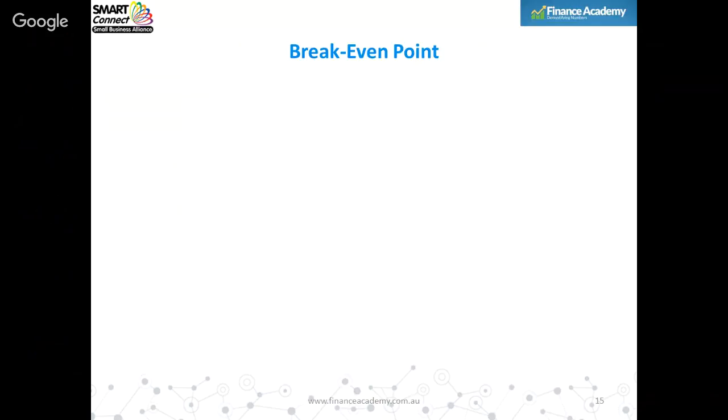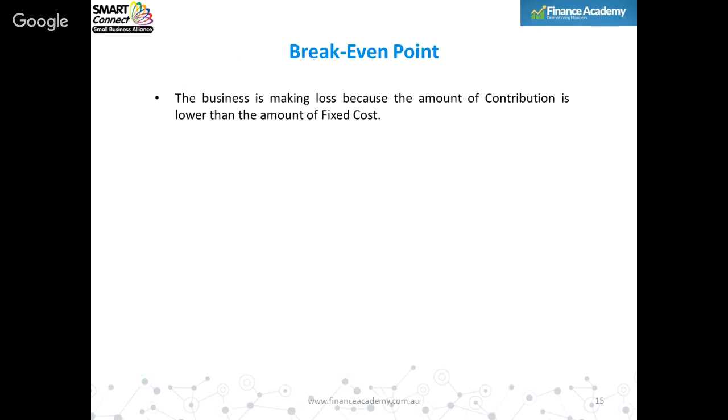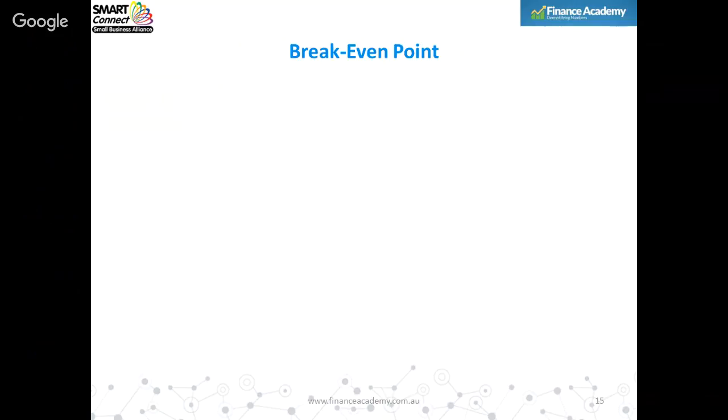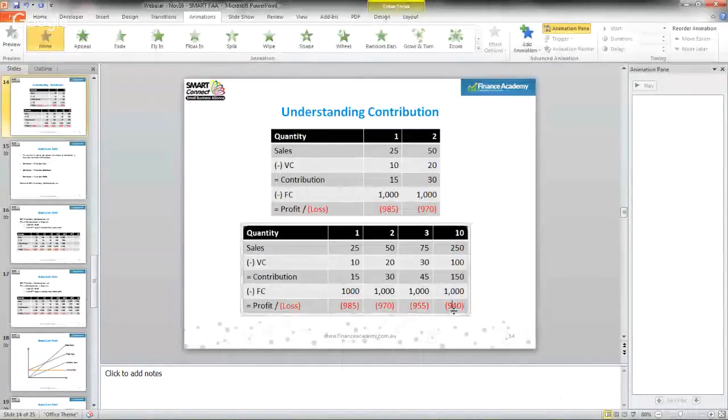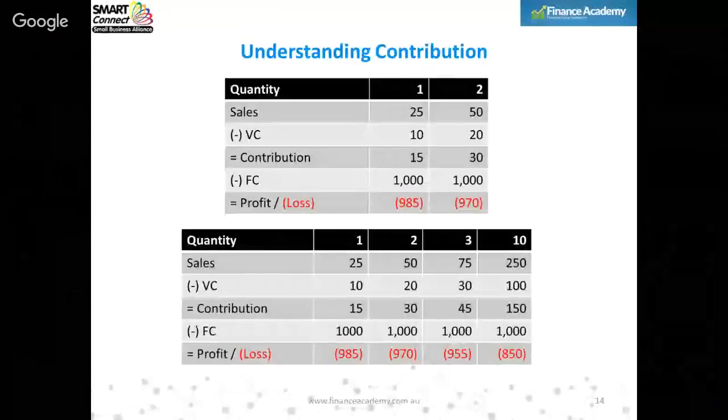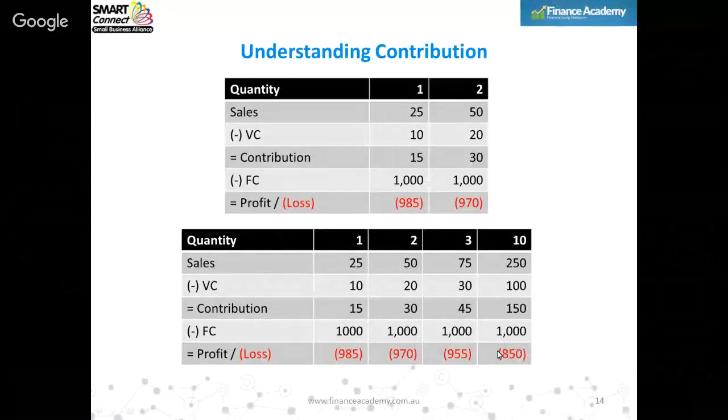Now coming back to what I was saying, break-even point. The business has made a loss because the amount of contribution is lower than the amount of fixed cost. I repeat, let me go back to that particular slide. I made that mistake. It was correct. It is $850. So this business has made a loss of $850 because the contribution is less than the fixed cost.